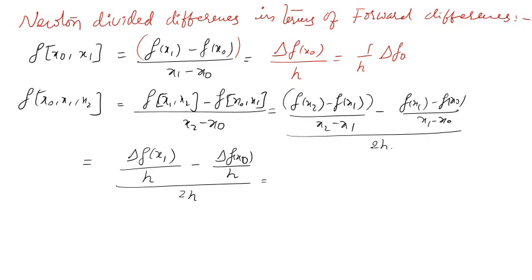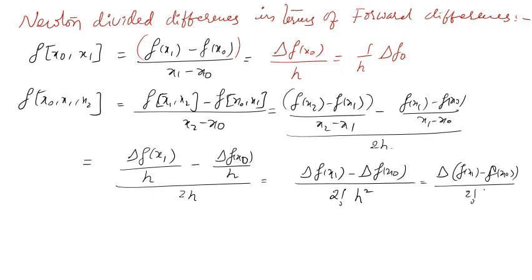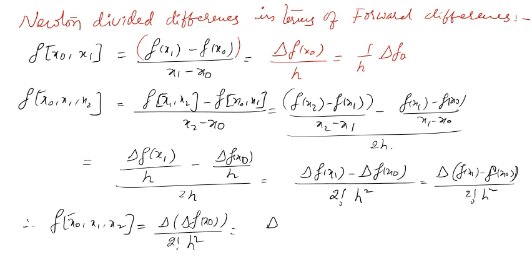So h is the LCM. I can write this as delta f of x1 minus delta f of x0 by 2 factorial h square. And one can write this as delta into f of x1 minus f of x0 by 2 factorial h square. Therefore, the second divided difference, f of x1 minus f of x0 is delta f of x0, by 2 factorial h square. So finally, delta square f of x0 by 2 factorial h square. So the final answer: the second divided difference is equal to 1 by 2 factorial h square delta square of f naught.